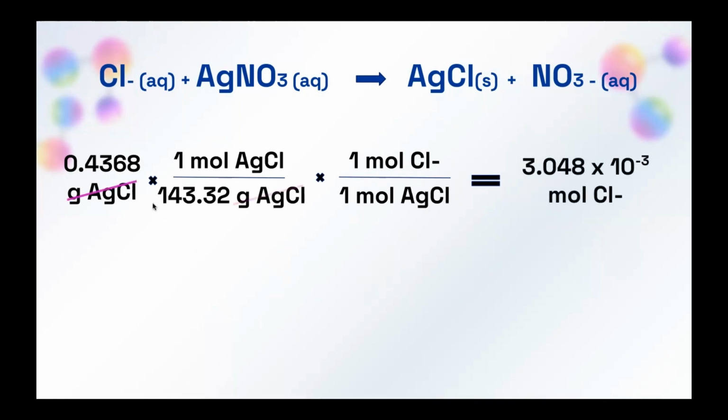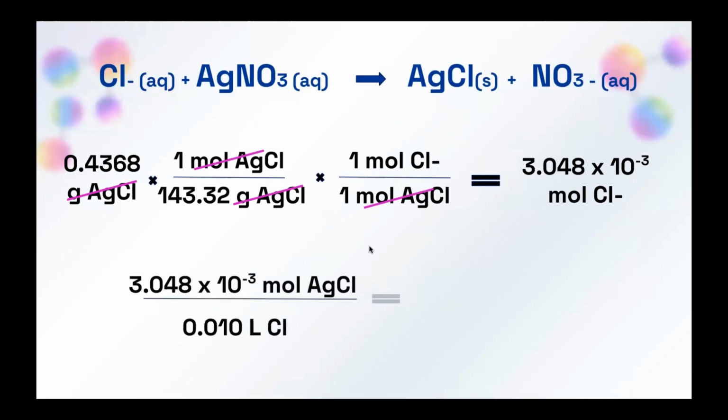So here, you cancel out the like terms, the gram AgCl, to get the mole. Of course, you have to convert to mole first. And then to get the mole chloride ion, you have to cancel out the mole AgCl. And now you have the mole chloride ion. And then you divide that by the liter. Then you get the molarity of the chloride ion.